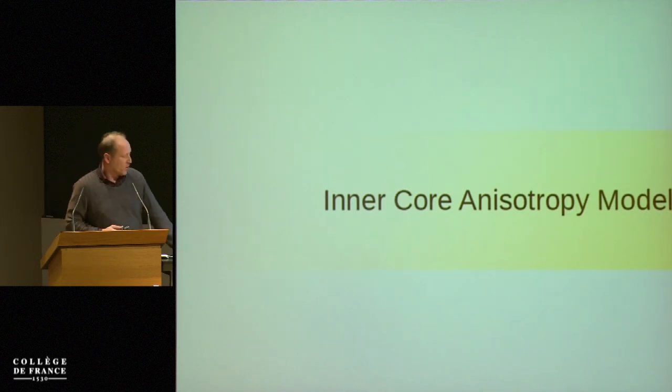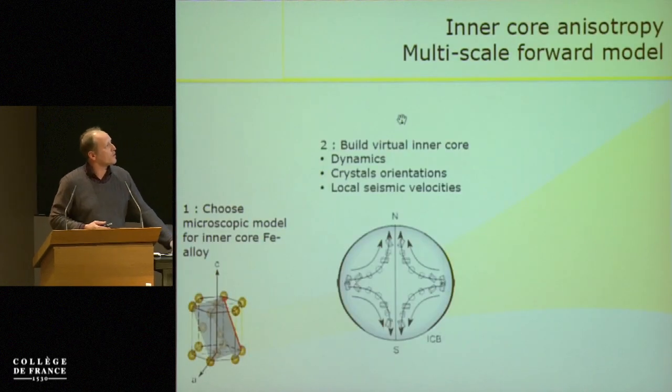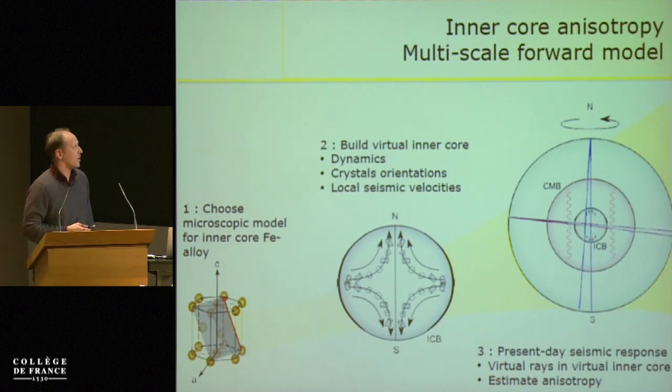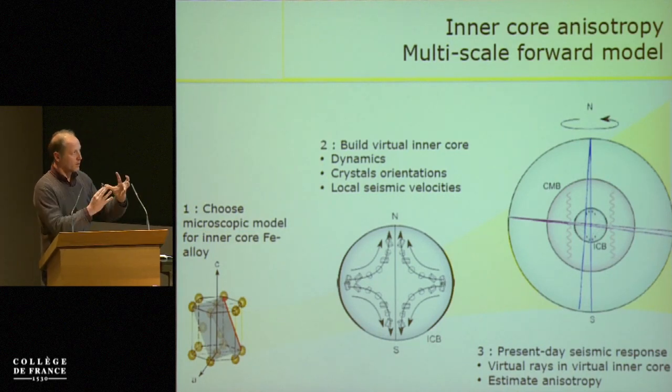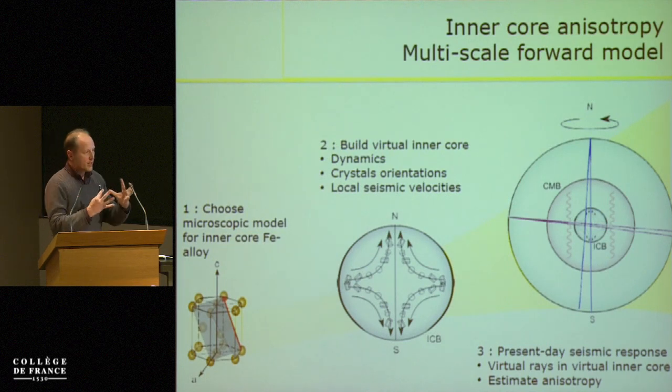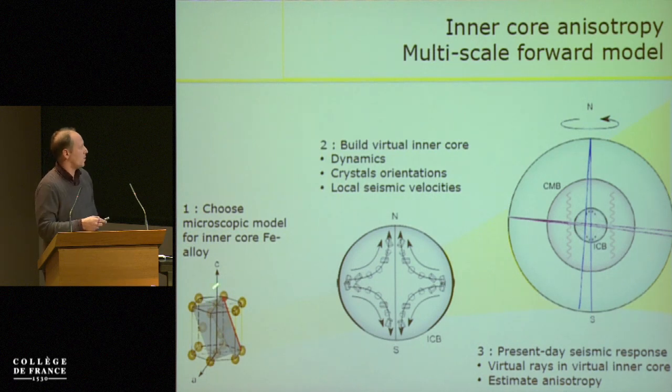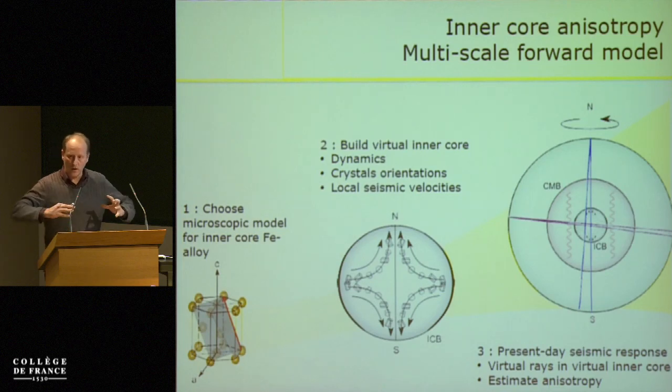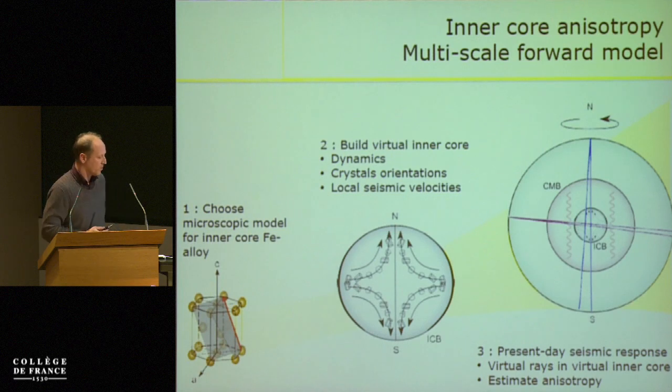So how about the inner core? What we wanted to do in our model is to understand the inner core anisotropy using a self-consistent model. We wanted to start from a crystal structure, a macroscopic model, crystal plasticity, integrate that into an inner core that we're building through a numerical model, calculate the seismic properties at the local scale, and then propagate seismic rays through the virtual inner core and see if we can reproduce anything that looks like seismic measurements.